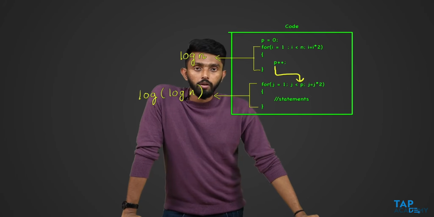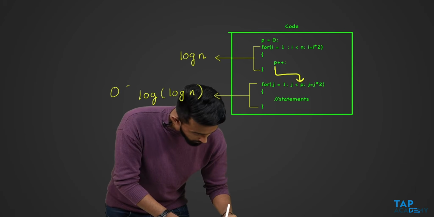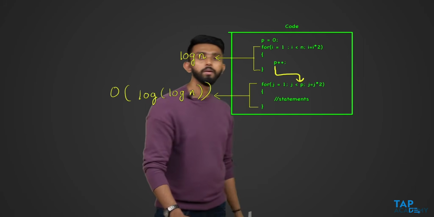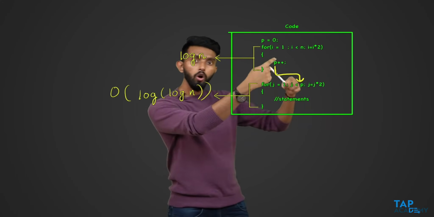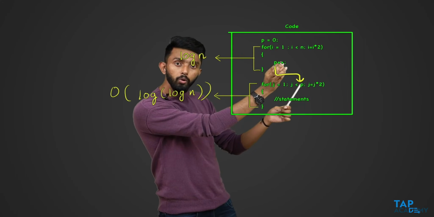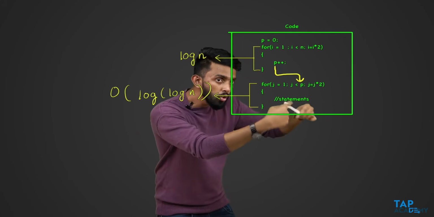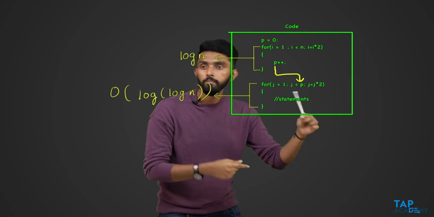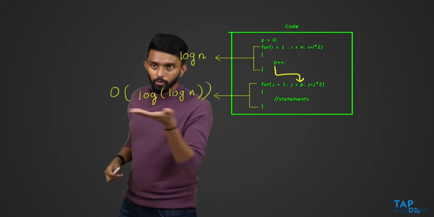How are you able to think? So log of log n is your time complexity. Because this is also logarithmic. Whatever value was computed here is being substituted here, and this loop is also logarithmic. So log of log n. Did you understand how to analyze it?